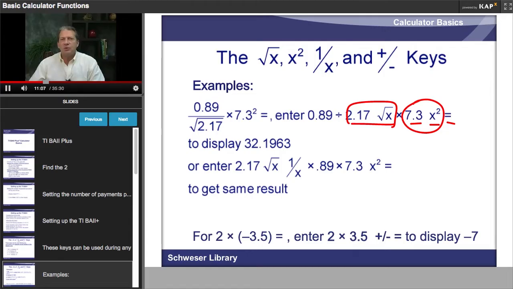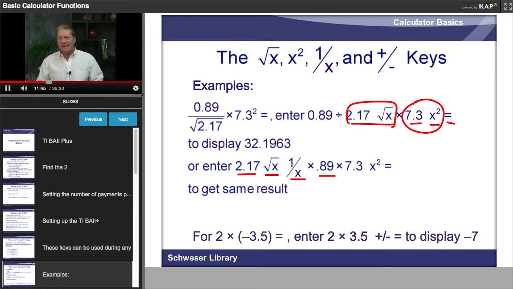I can put in 2.17, take the square root of that, and then hit the 1 over x key, and then multiply by 0.89. Well, it's not much difference in work here, but imagine if you had a denominator that was 1.12 to the 7th power, then it would be easiest to do 1.12, y to the x, take it to the 7th power, and then hit the 1 over x key and then multiply by 0.89 or whatever's in the numerator.